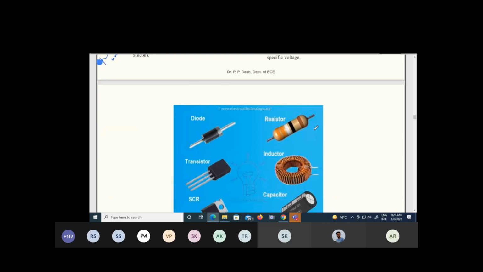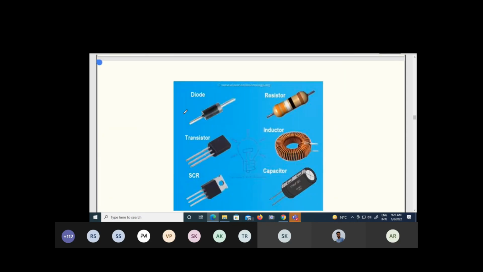Physically the diode looks like this. When you come to the lab, we'll see and use the diode. This will be the physical appearance of the diode. The silver line is the negative side, the cathode side of the diode, and the other side is the anode or positive side. We can say this is the P side and this is the N side of the diode.